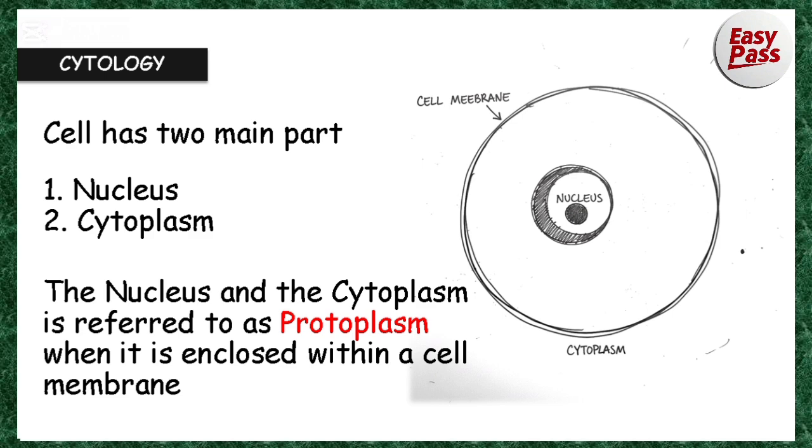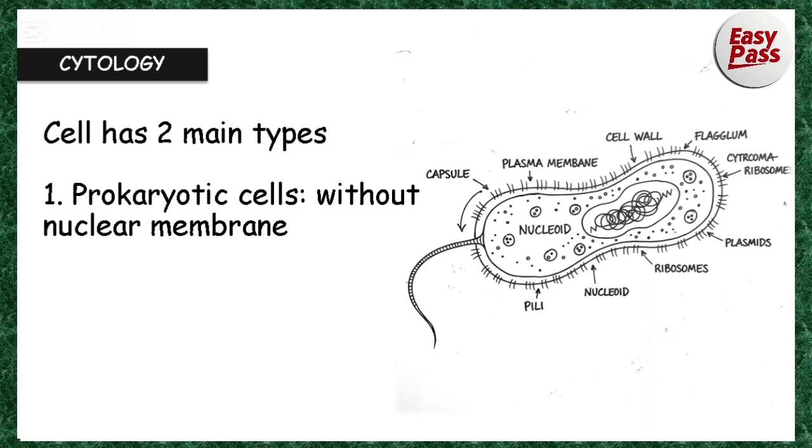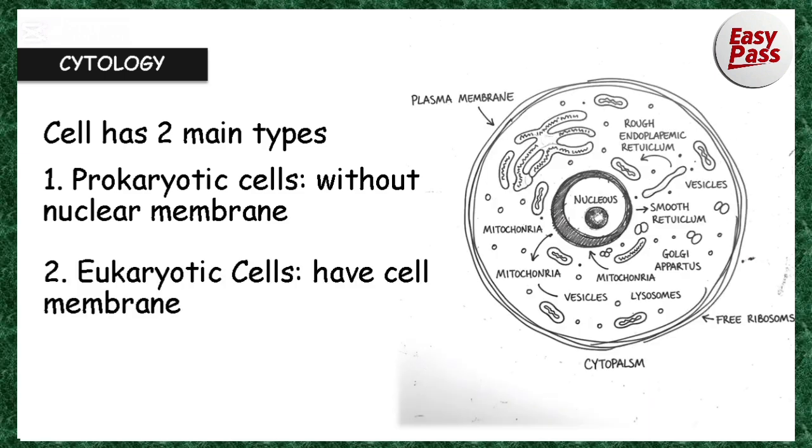Cell has two main types, referred to as the prokaryotic cell and the eukaryotic cell. The prokaryotic cells are the earliest form of cell, and they are cells without a nuclear membrane. That is the distinction of this cell. They don't have a nuclear membrane. The other type of cell is called the eukaryotic cell. Eukaryotic cell is a kind of cell that has a nuclear membrane.